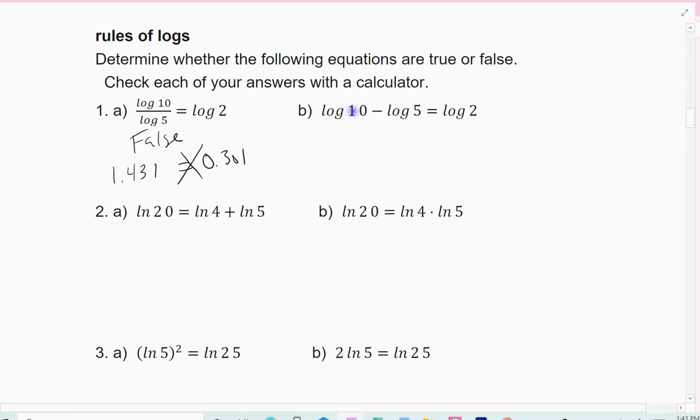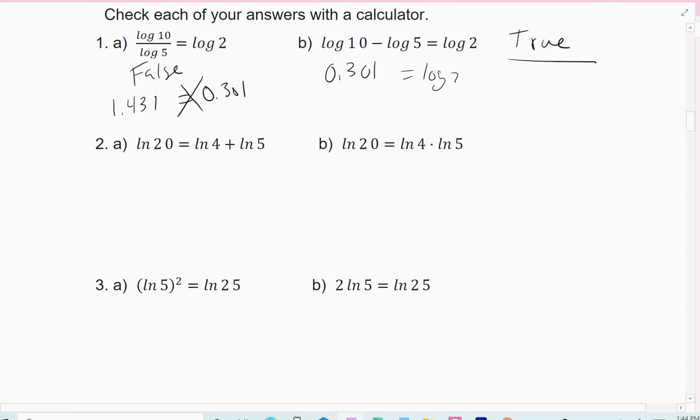The second example: log of 10 minus the log of 5 equals the log of 2. Well, that's one of my properties. This was solved using the property. I can rewrite that as the log of 10 divided by 5, which equals the log of 2. And so that's true. And if you type in both sides of that as is, without using the rule, it comes out to the same value. If you take the log of 10 minus the log of 5, it comes out to that 0.301, which is equal to the log of 2. Alright, and that's the true case.